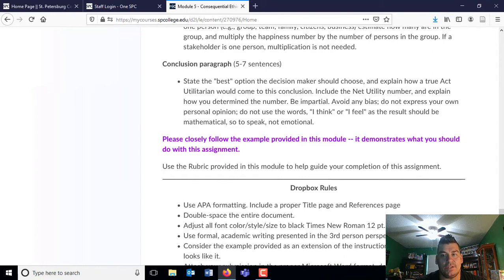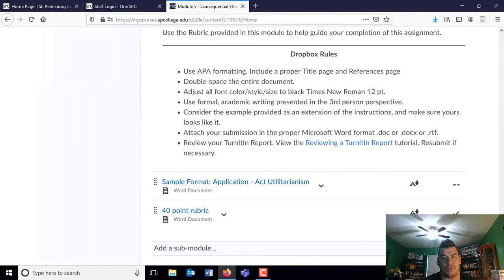This isn't a personal opinion. This should be mathematical, right? According to the theory. Here are the drop-box rules.